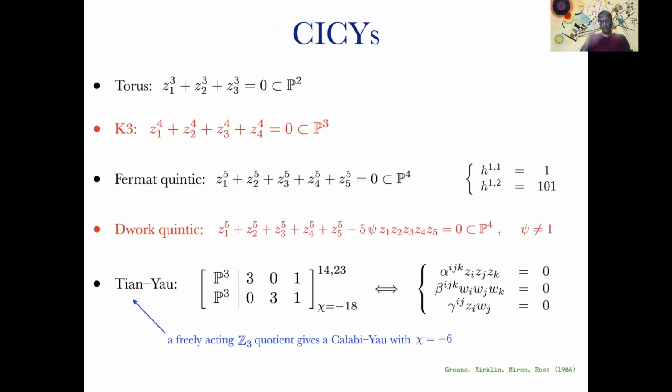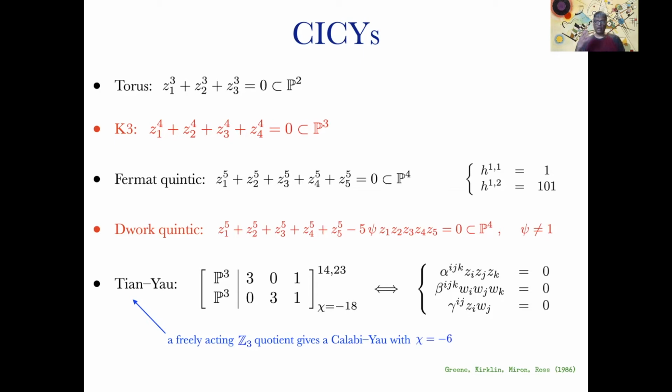So the geometries I'm going to look at are realized by equations in projective space. The prototype is a torus, which is realized as a cubic in P2. K3 is a quartic in P3. We'll look at different quintics, the Fermat quintic and the Dwork quintic in particular. The Dwork quintic has a complex structure parameter psi in the defining equation.